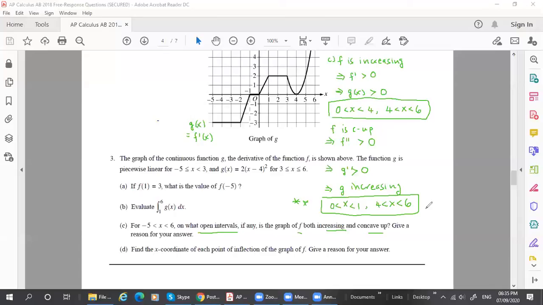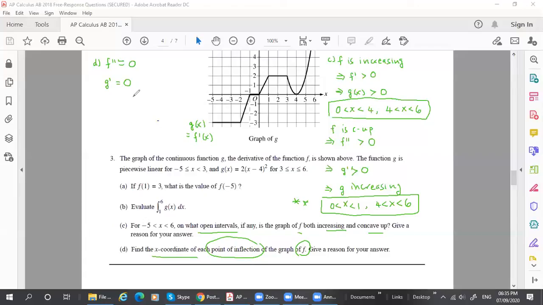For part D, you need to find the x-coordinate of the point of inflection of the graph of f. So when we talk about a point of inflection, it is the point where the second derivative of f is 0. That means the derivative of g is 0.